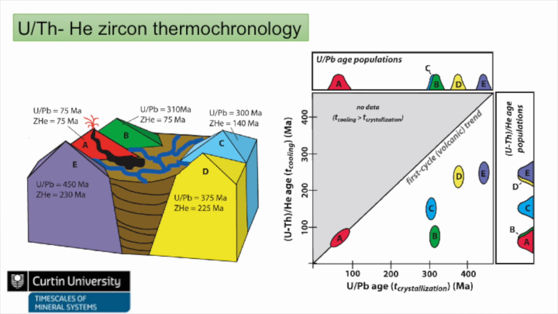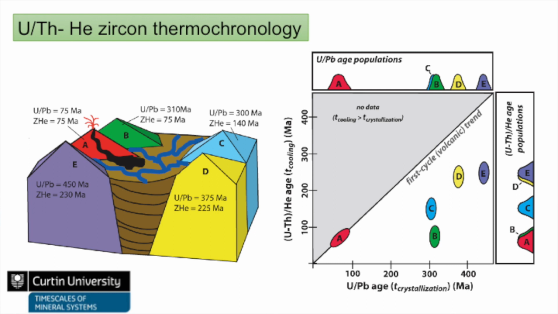We can see the granites have different crystallization ages, but they also have helium ages. Now, the key thing is, if we have two granites of the same uranium-lead age, so B and C, we can't really distinguish between them just using uranium-lead alone. Our sediment could have come from here, or it could have come from here, because the uranium-lead age is the same. But what we can do is use our helium to help distinguish between these different sources, because they've got a different helium age.